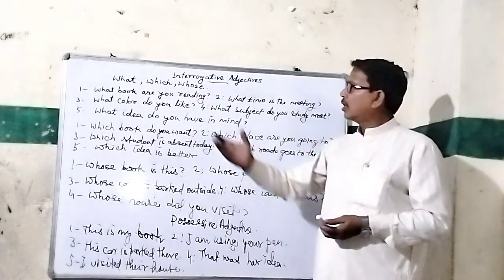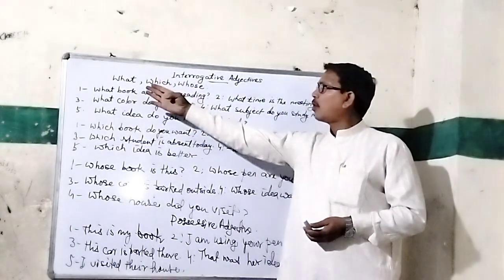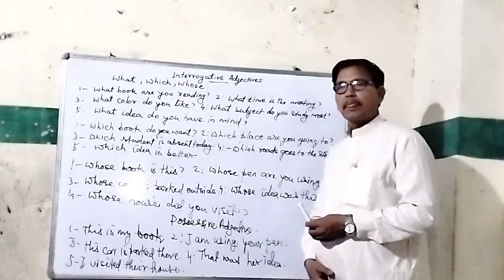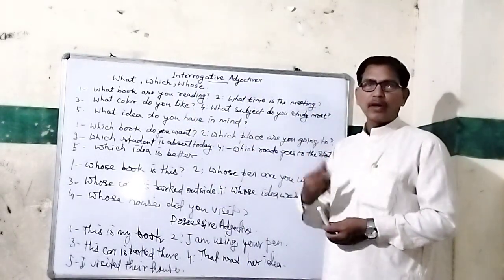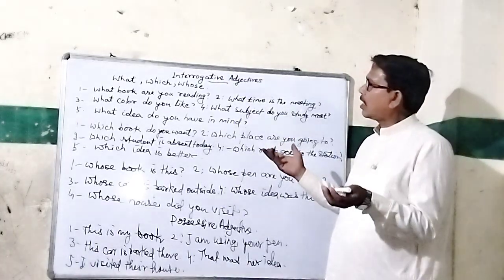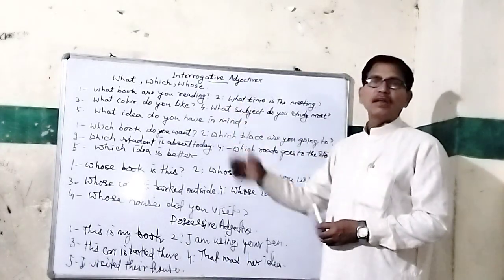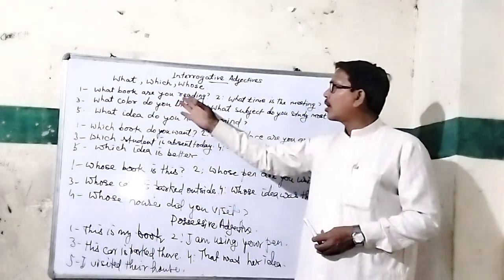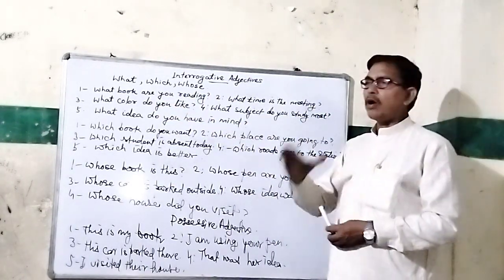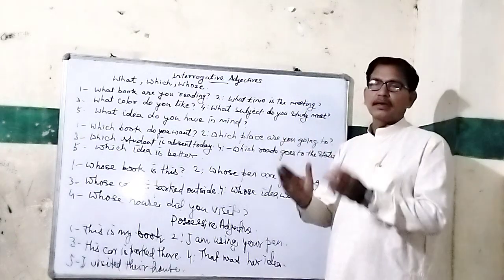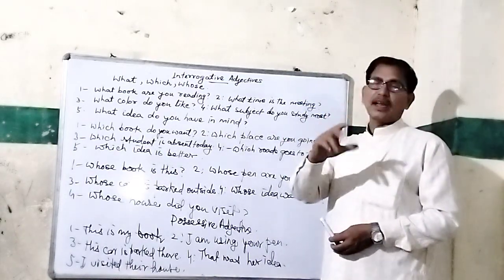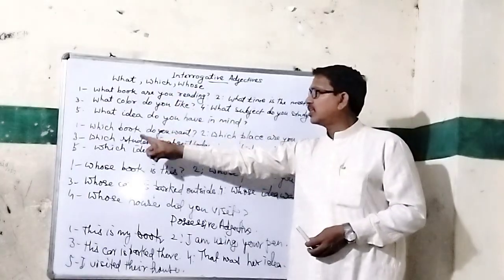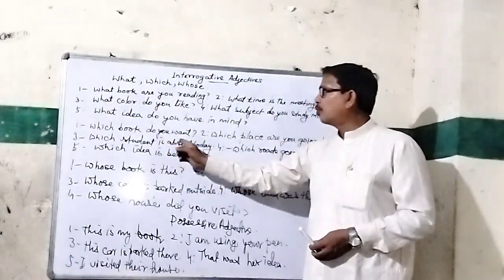Mainly you can see here I have written what, which and whose. These three words work as interrogative adjectives. So how are they used and what is the difference between them? For example, what book are you reading? Here what is used for unlimited selection. The same question with which: which book do you want?